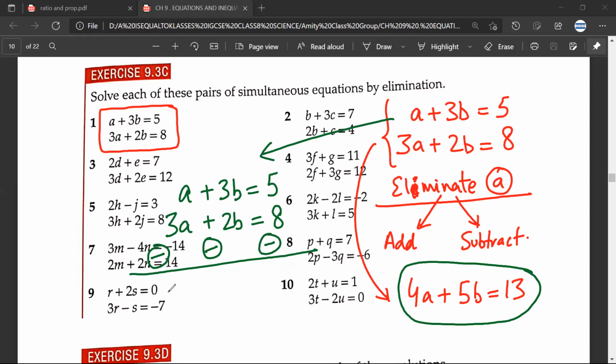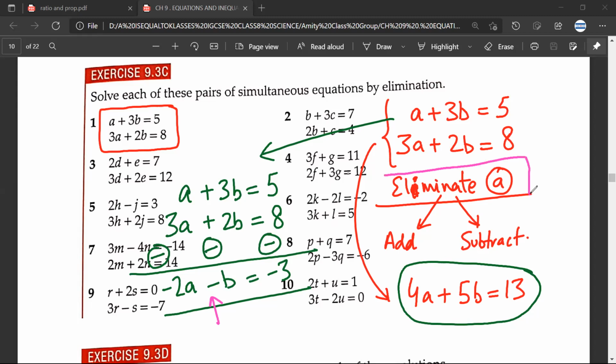So a minus 3a would be minus 2a. 3b minus 2b would be minus b. 5 minus 8 would be minus 3. Mr. Satya, any doubt? No, sir. Mr. Arman, any doubt? No, sir. Again, if I look at this, nothing has got eliminated. So, Mr. Satya, what do you suggest? How do I eliminate a?